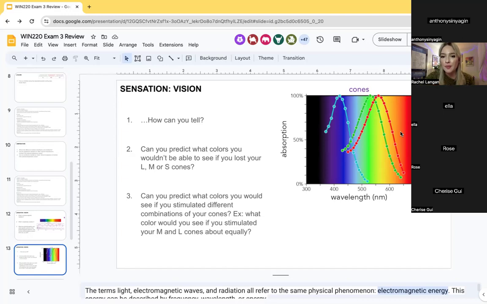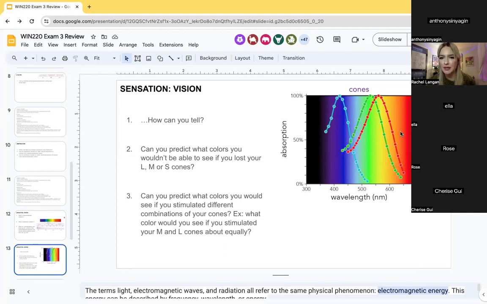Yeah, Anthony? I was just wondering how color blindness works. Like, is it just a lack of a certain cone, or is it like a cone being cut short or something?